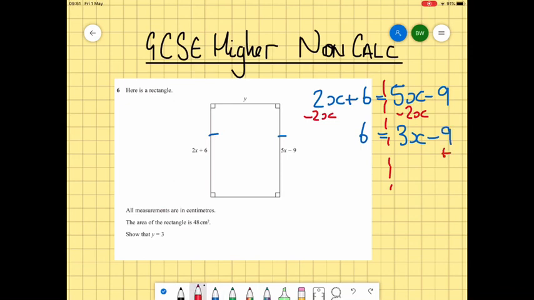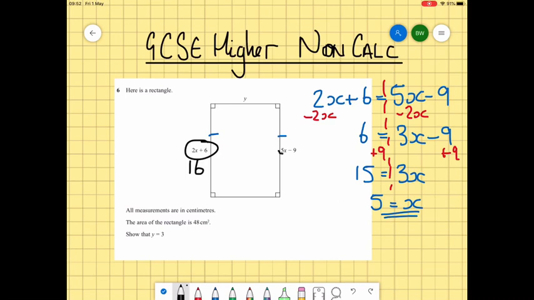Now plus 9 to both sides. So I've got 15 equals 3x. And then to solve that, divide both sides by 3, x equals 5. So I've formed and solved an equation, and I know that x equals 5. So I'm going to substitute that back into here. So if x is 5, 2x plus 6, well 2 times 5 is 10, plus 6 is 16. Same here, and just double check to make sure it's right. 5 times 5 is 25, minus the 9 is also 16.